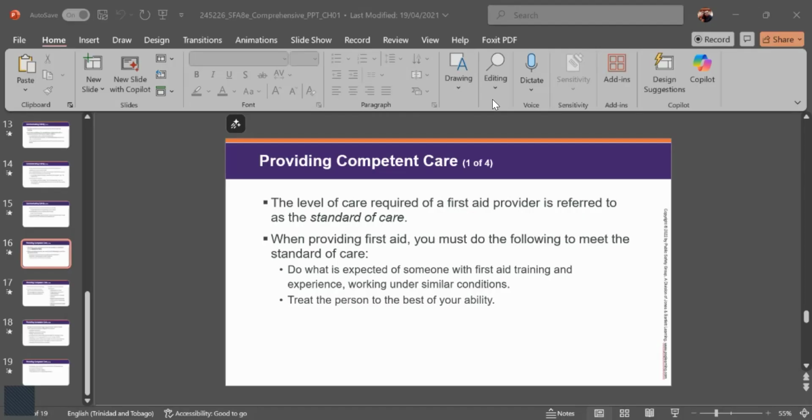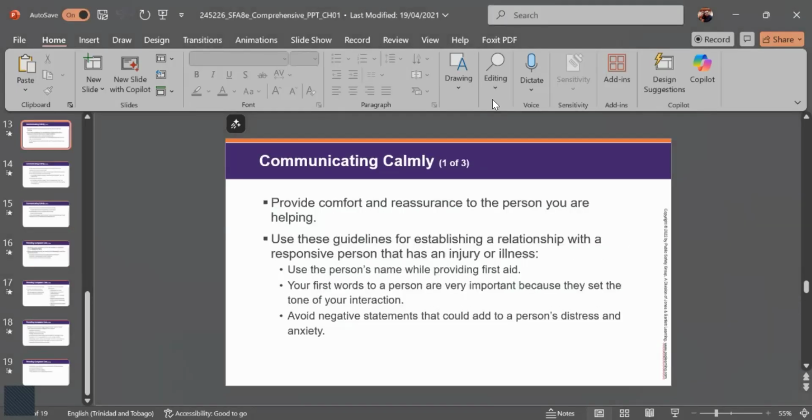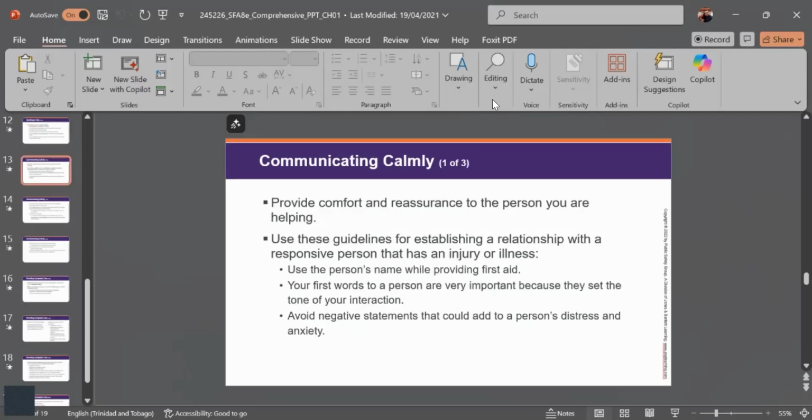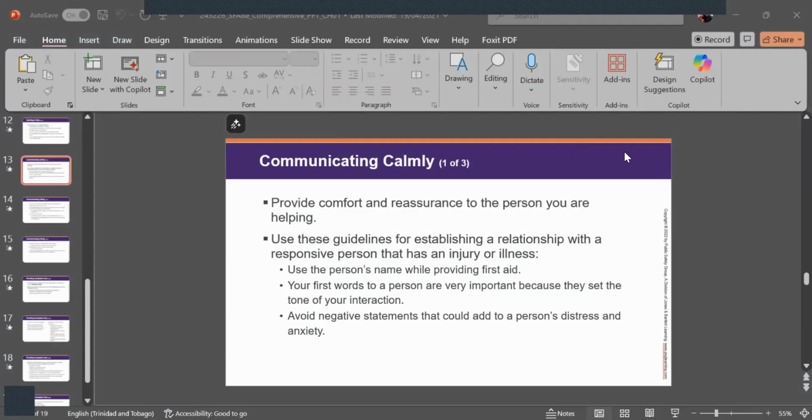So the last day we went through quite a bit of areas: understanding what first aid is about, what is required, understanding how it impacts you, and then you making a decision to help. How you communicate with others is pretty important as well, right? So we're gonna continue.